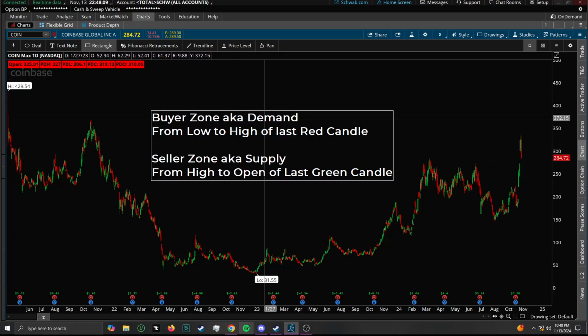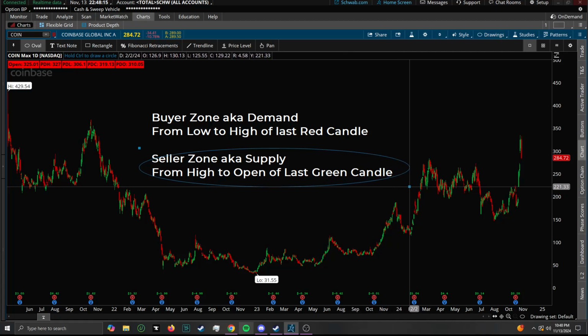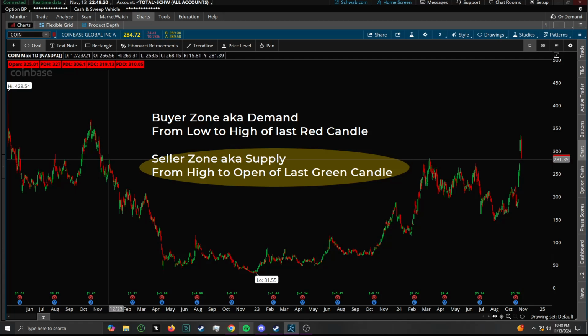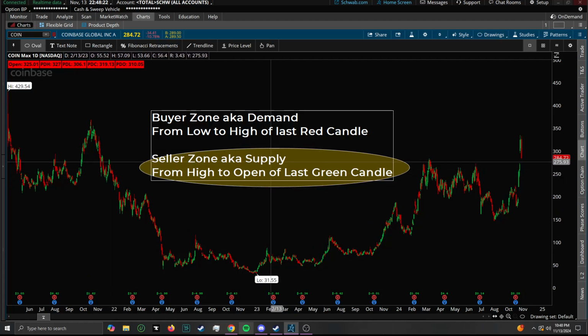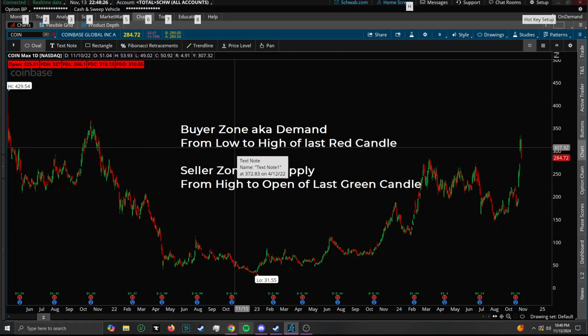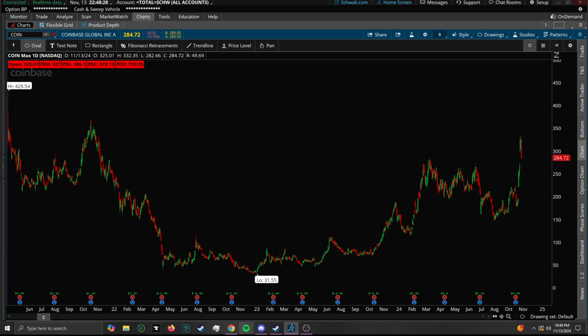Buyer zone, aka demand, from low to high of last red candle. Seller zone, aka supply, which this one right here is the one that we're going to be focused on today for the most part, just because of the positioning on the chart. This is just a perfect little use of this, so mainly using this one today, but showing you the rules of both.